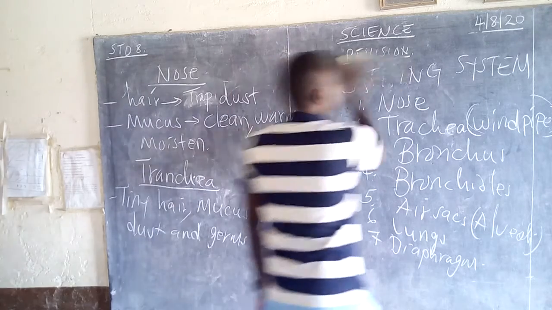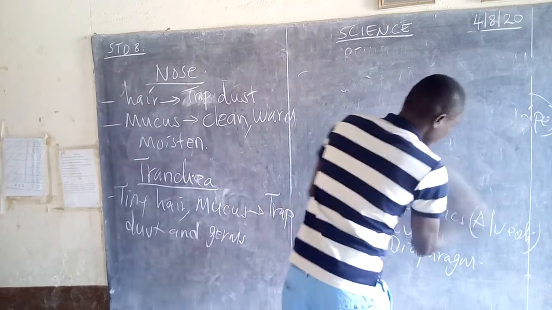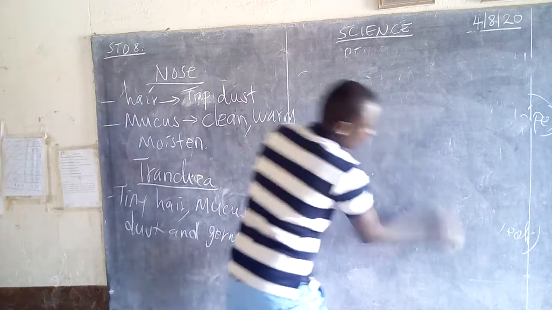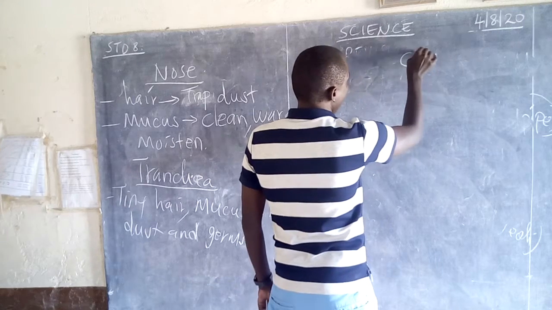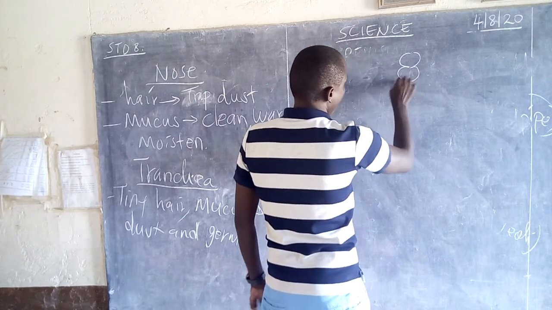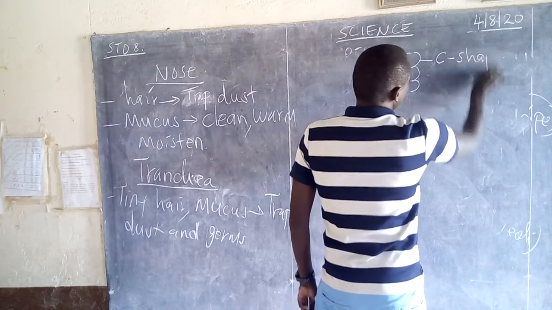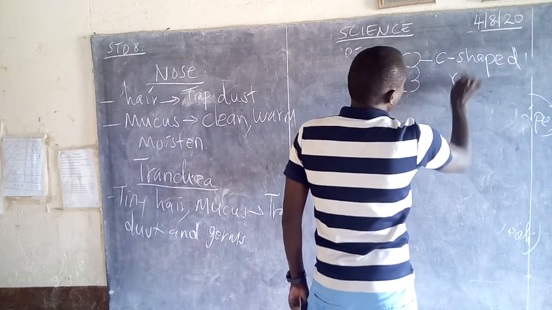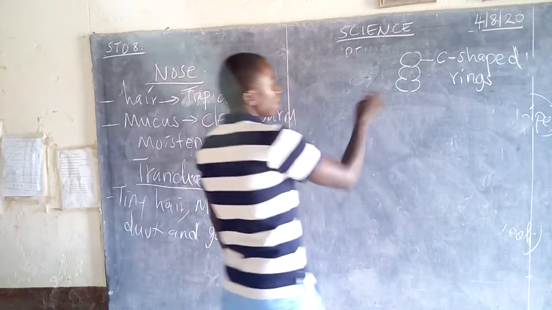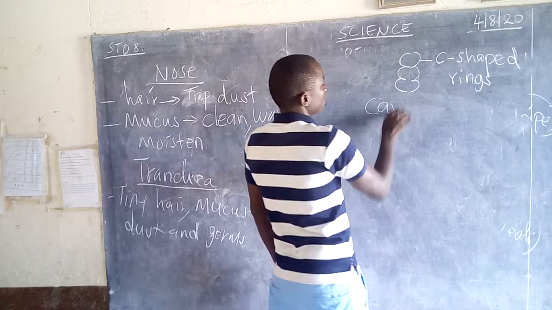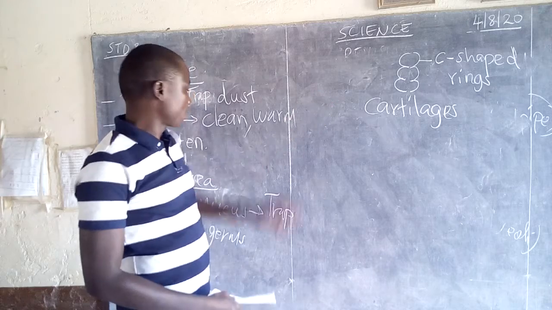And again, when you look at the trachea, or the windpipe, it has got a certain shape. This is how it is. We call it C-shaped rings. This is the trachea. It has got these C-shaped rings. These C-shaped rings, how do you call them? We call them the cartilages. What are the functions of cartilages or the C-shaped rings found in trachea?